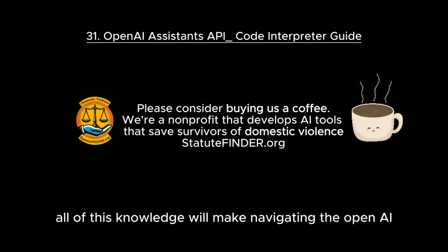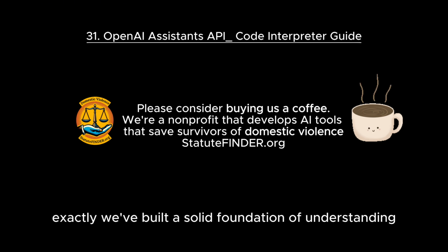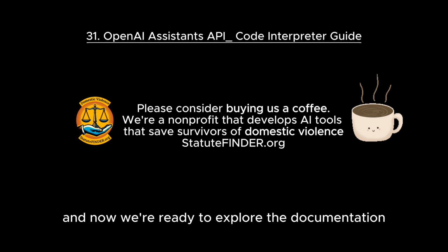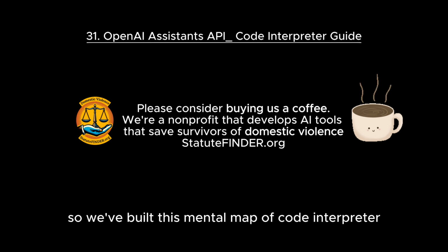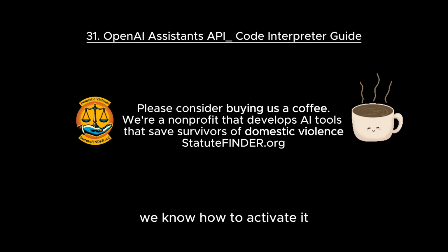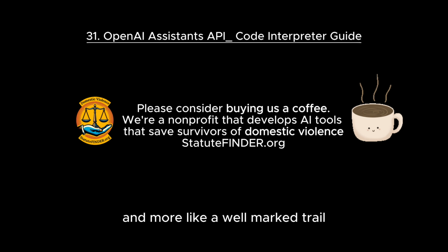And the best part is that all of this knowledge will make navigating the OpenAI documentation much smoother and less daunting. Exactly. We've built a solid foundation of understanding, and now we're ready to explore the documentation with confidence and clarity. All right, I'm feeling a lot more prepared now, so we're ready to open those docs and see what other treasures we can uncover. Let's do it. All right, so we've built this mental map of Code Interpreter. We know how to activate it, feed it files, understand its outputs, even peek into those runs and steps to see what's happening under the hood. It's like we've assembled the toolkit before starting the project. Exactly. And with those tools in hand, the OpenAI documentation becomes less of a dense forest and more like a well-marked trail.